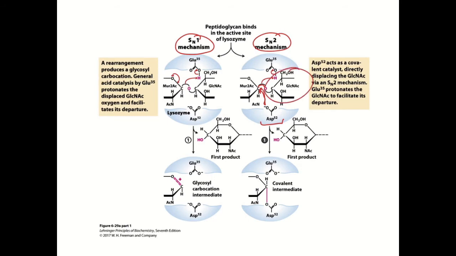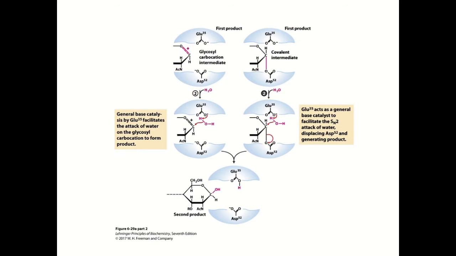So this part of the molecule leaves, but you're still left with this covalent intermediate. So in a second step, glutamate will deprotonate a molecule of water, facilitating it attacking that same carbon, kicking off the aspartate residue connected to the enzyme. And now you have your second product that's now freed from the enzyme, and it's ready to dissociate and leave.